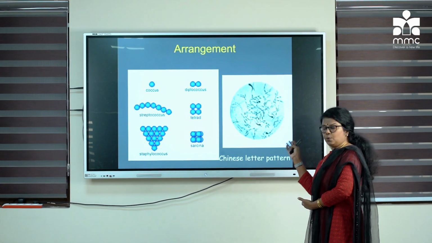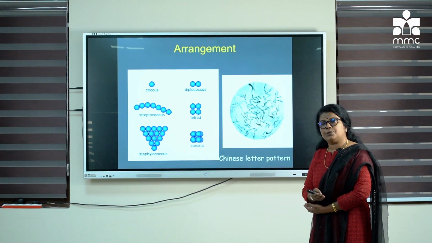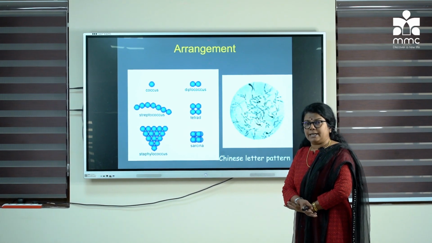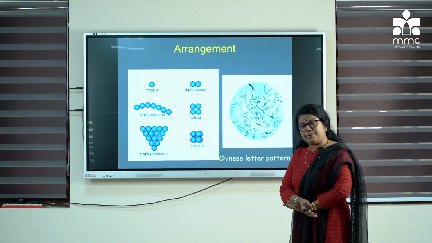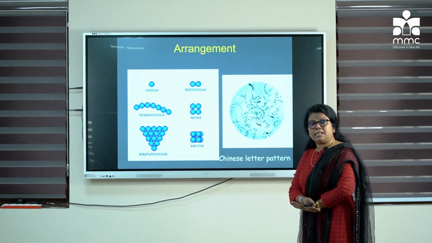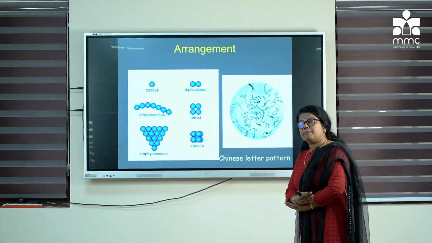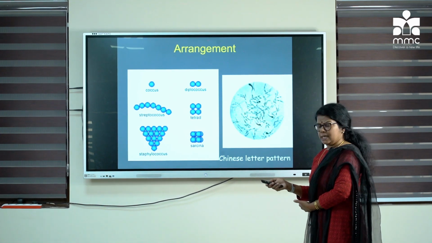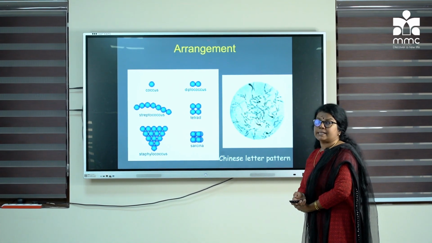Another peculiar type of bacterial arrangement is seen in Corynebacterium diphtheriae, the causative agent of diphtheria, which is the Chinese letter pattern arrangement. The bacilli are arranged at an angle to each other, so they are seen in V forms, L forms, etc.